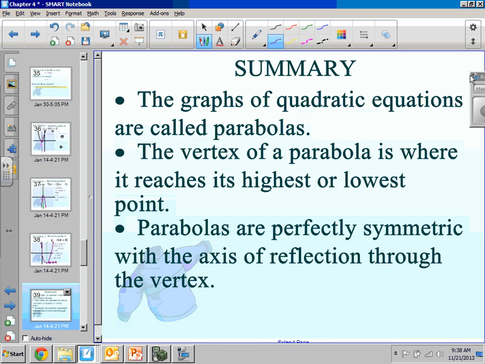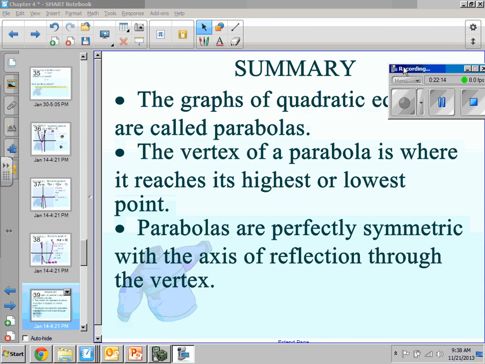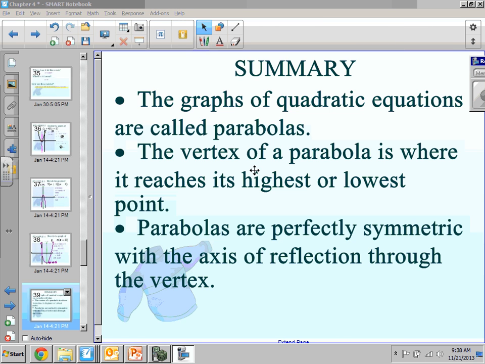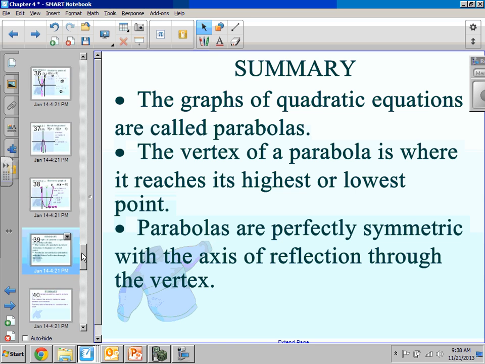Okay, so in summary, the graphs of quadratic equations are called parabolas. The vertex of a parabola is where it reaches its highest or lowest point, and parabolas are perfectly symmetric with the axis of reflection, also called the axis of symmetry, that goes through the vertex.